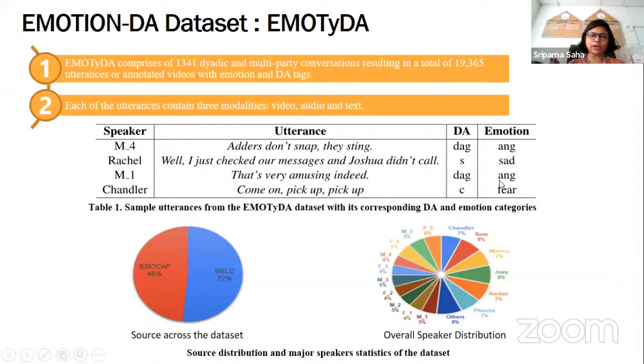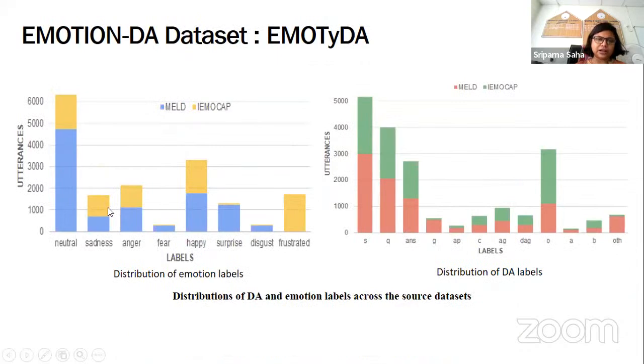So each utterance has three modalities: we have the audio signal, the corresponding videos, and also the textual representation of the utterances. And we have two classes, dialogue act and emotion. In our dataset, 48% of utterances come from the IEMOCAP dataset and 52% come from the MELD dataset, and this is the speaker distribution. You can see the distribution of different emotion classes.